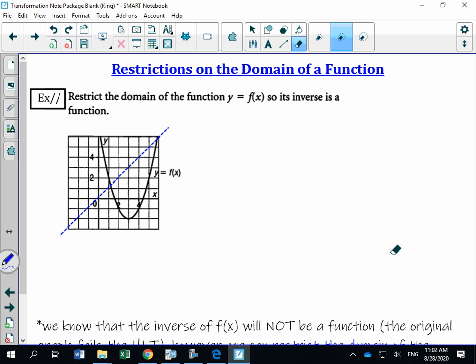Okay, so what we're going to be looking at now with the inverse of relations is something called restricting the domain on a function. So what it says is, restrict the domain on the function y is equal to f of x, so this is the original function, so that its inverse is a function. And remember that when we do inverse, we could denote it in 2 different ways.